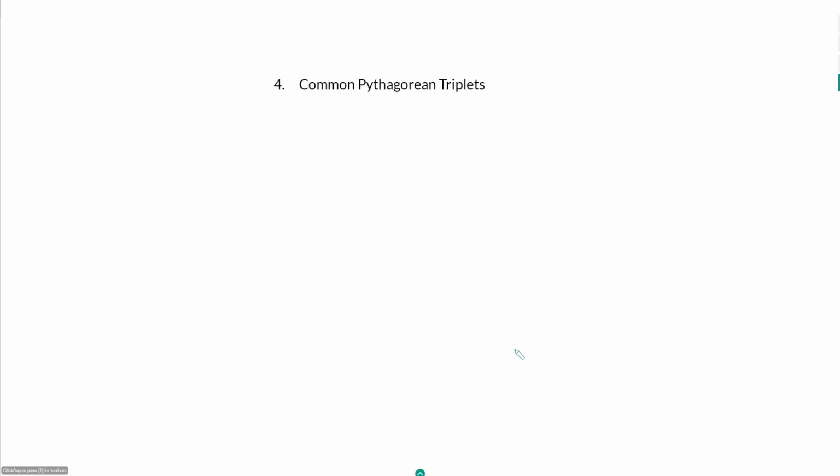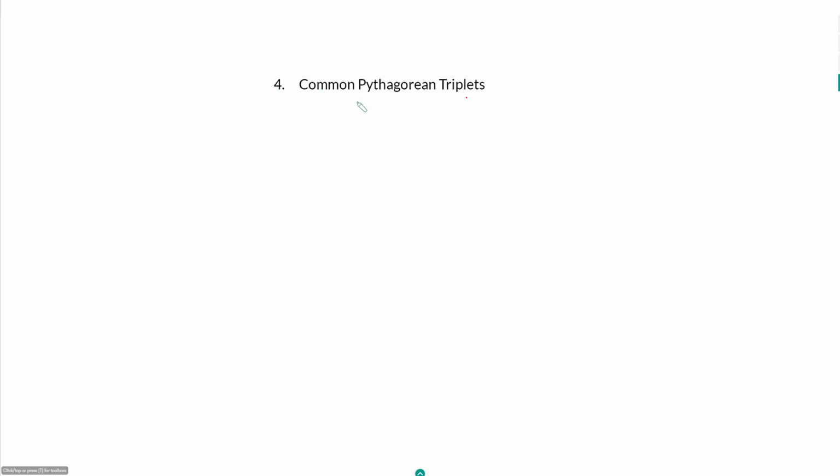Common Pythagorean triplets. I don't know if we talk about these. These are things that might just save you a little bit of time. You should never really have to be using these, because all of these can be derived quite simply using the Pythagorean theorem. They're just ones that show up commonly enough that it might be worth memorizing.